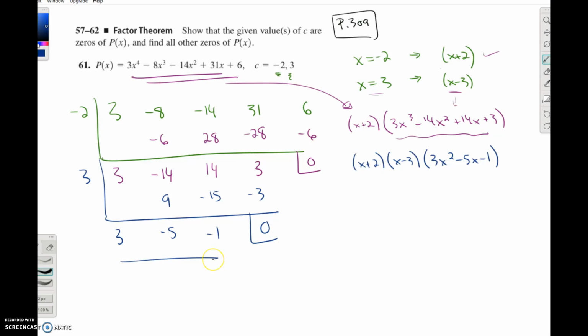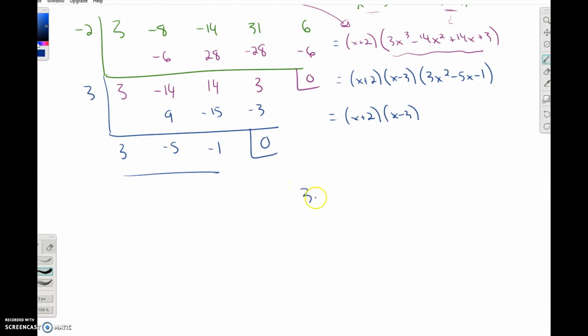And once I have this down to a quadratic, I should be able to factor using my old techniques, right? So x plus 2, x minus 3, 3x, x. So I'm looking for factors of -3 that, bummer. Unless I did something wrong, this is not factorable, right? So if this is not factorable, how do we find those last two zeros? Well, unfortunately, we have to set this 3x squared minus 5x minus 1 equal to 0 and solve it either by completing the square or using the quadratic formula.